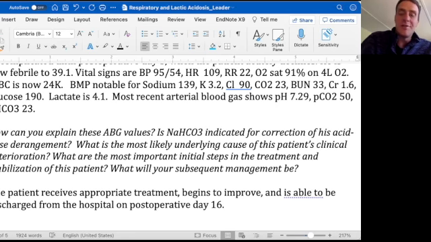This is the question that came up earlier. Is sodium bicarbonate indicated for correcting this patient's acid-base disturbance? All right, I got one raised hand for no. I would say no in this situation. The acid-base disturbance is not severe enough to warrant using sodium bicarbonate.